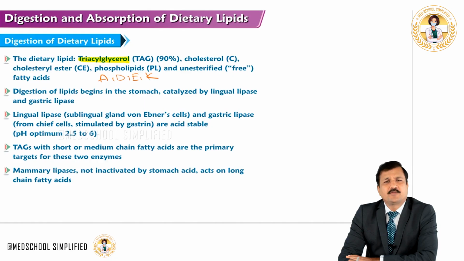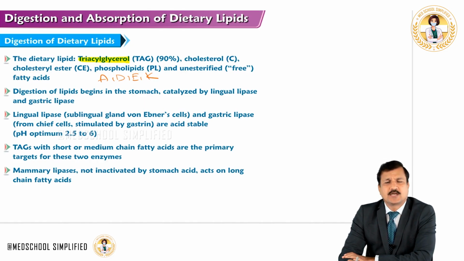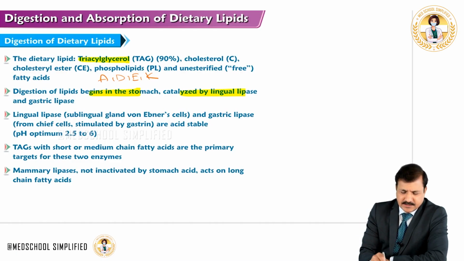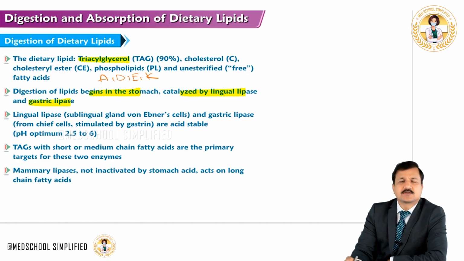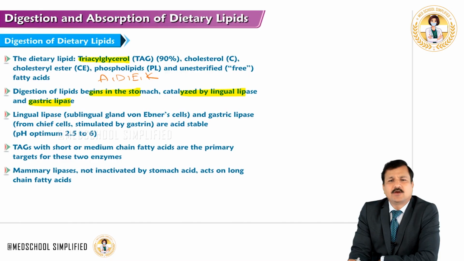Now the site of digestion of dietary lipids: it begins in the stomach and is continued to the small intestine, where most of the dietary lipids are digested and the simple lipids are absorbed. So in that sense, digestion of dietary lipids begins in the stomach and that is catalyzed by two enzymes which are there in the stomach called lingual lipase and gastric lipase enzymes.